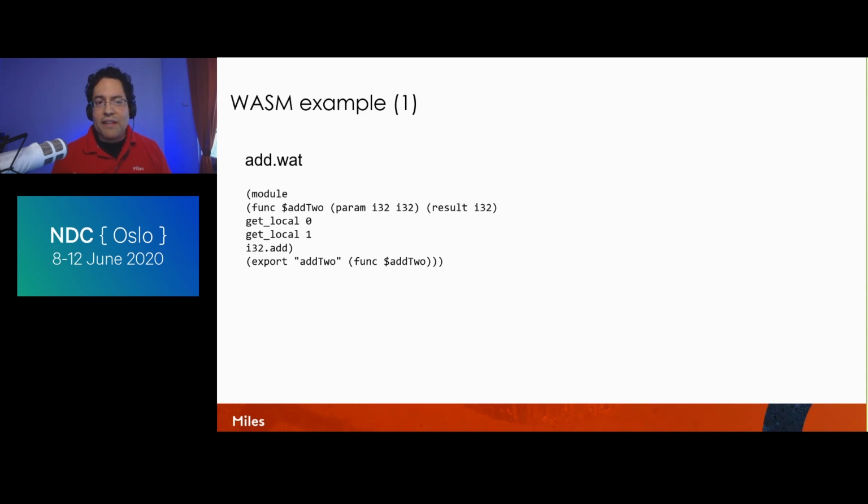It's also a stack-based language. So here we get local on the first memory position and get local on the second memory position. Then we call a function here, i32.add. There are some 60 different types of functions that you can use in WebAssembly. Then we also have to declare what this function will be called for, for the calling function. So we export it as a function name that should be add2, and this add2 is an alias for the function that is called add2 here in the WAT example.